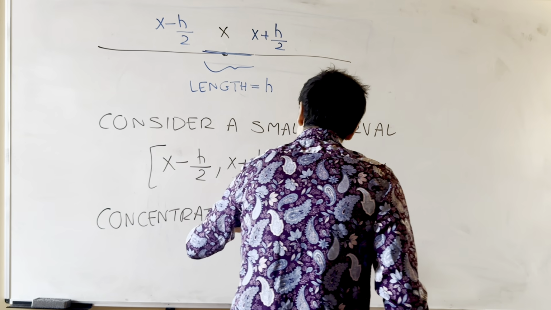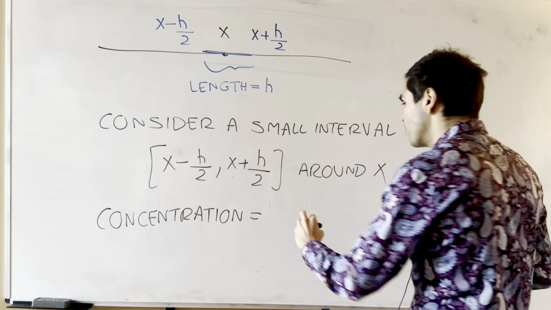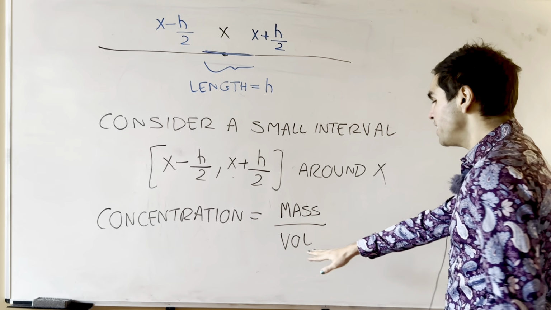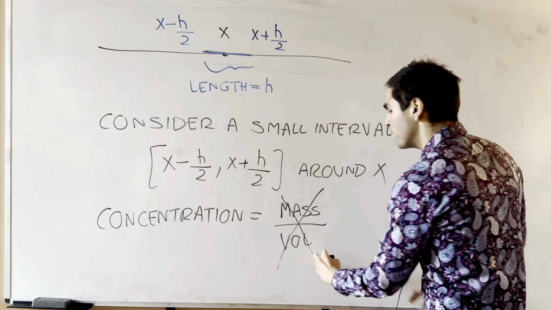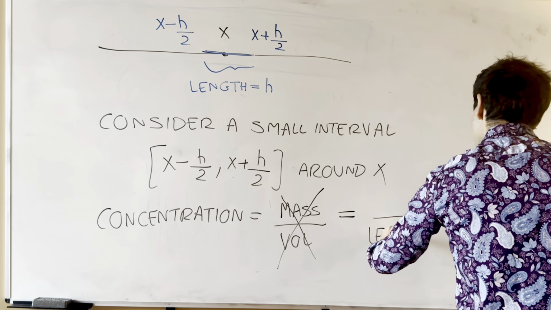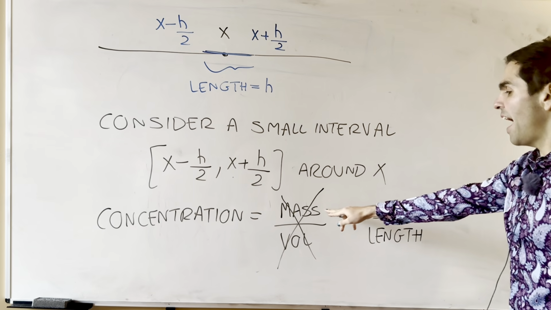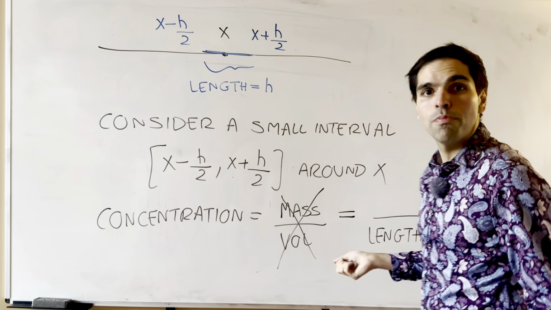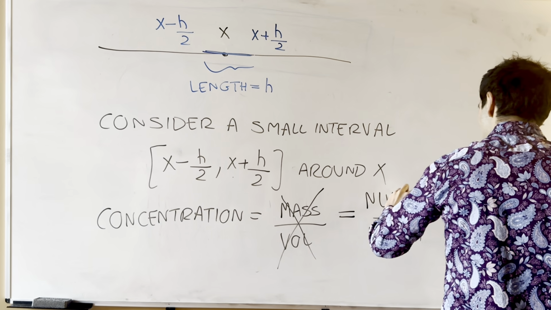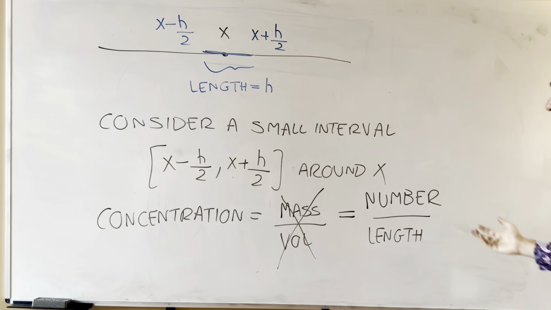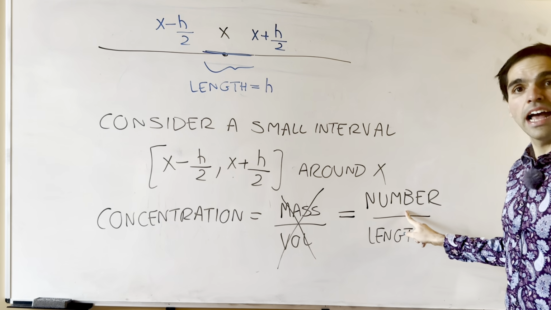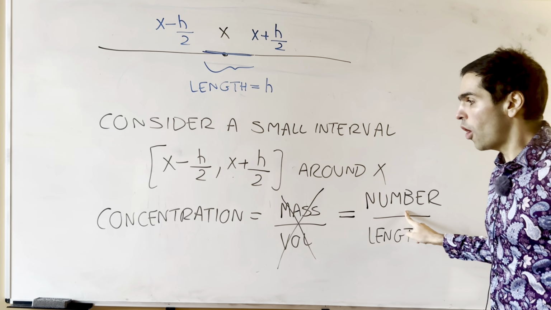So concentration, well, technically it's mass over volume. But here we have a one-dimensional thing, so the analog of volume is length, and the analog of mass here is number of particles, because the more particles, the heavier things are. What's nice is we know the concentration, we know the length, so I can actually tell you exactly how many particles are in that interval.